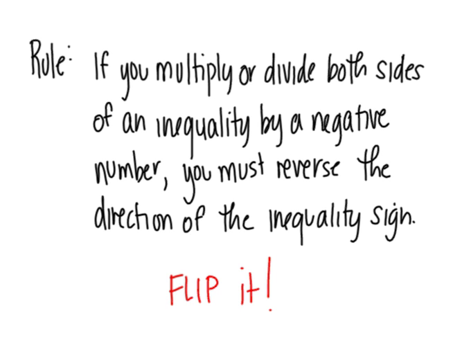You have one major rule in this section when you're solving inequalities, and that is if you multiply or divide both sides of an inequality by a negative number, you must reverse the inequality sign. In other words, if you multiply or divide both sides by a negative number, you have to flip the inequality sign.